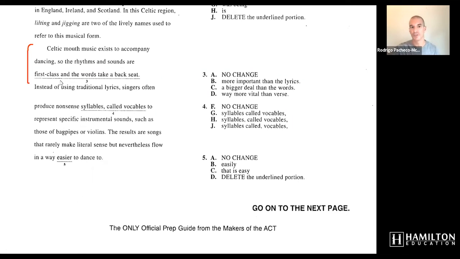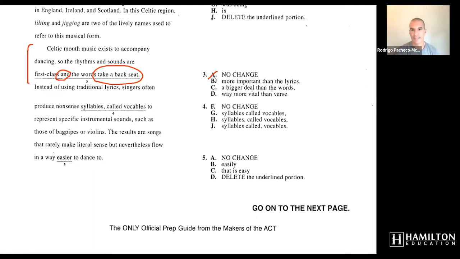One issue that I just noticed with this answer choice is the fact that we have another independent clause, the words take a back seat, and we have our conjunction but no comma. Okay, so we actually have a punctuation issue. The other issue with A is this expression, to take a back seat. It's a little bit informal, and we generally want to stay away from figurative language. It's very unlikely that we would see an answer that is correct in figurative language. All right, so we can eliminate A, no change.